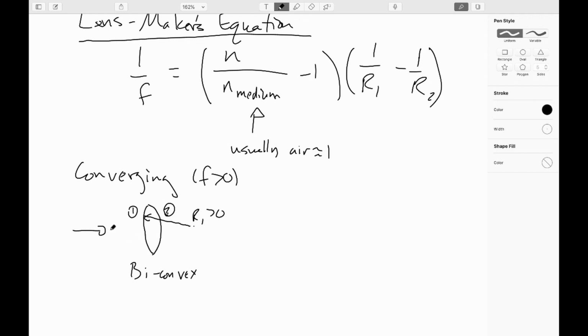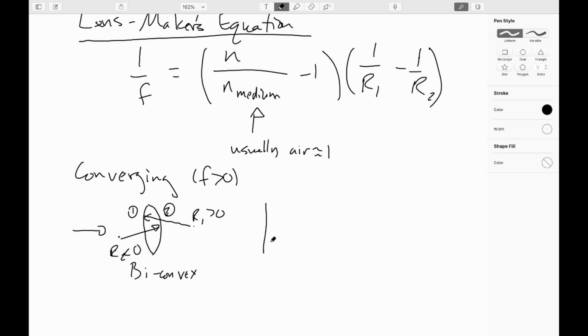By the same token, the center of curvature for surface 2 is out over here. So the light got to the center of curvature of surface 2 before it got to the surface itself. That makes it negative. Putting into the lens maker's equation, R1 is positive, R2 is negative, positive minus a negative is positive. We're going to end up with a positive focal length. But other shapes are possible.